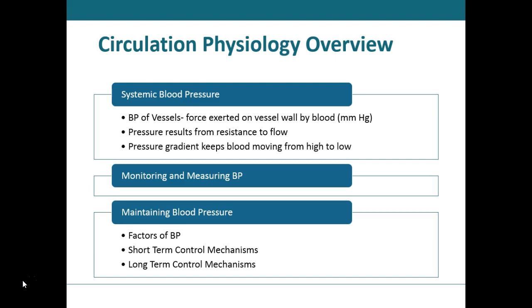Usually the body can compensate for small losses of blood and help to maintain blood pressure. But if the decrease in blood volume is greater than about 10% of total volume, then the blood pressure is going to drop because our homeostatic mechanisms can't overcome that. Anything that increases blood volume, such as water retention in the body or hyperhydration, also called hyponatremia, is going to increase blood volume, therefore increase blood pressure as well. So we're going to look at ways of monitoring and measuring blood pressure and the factors that the body uses to help maintain blood pressure.